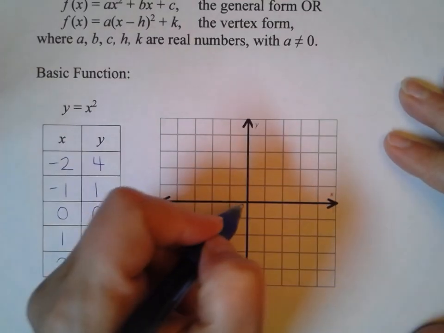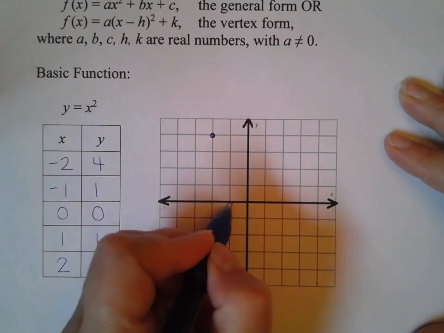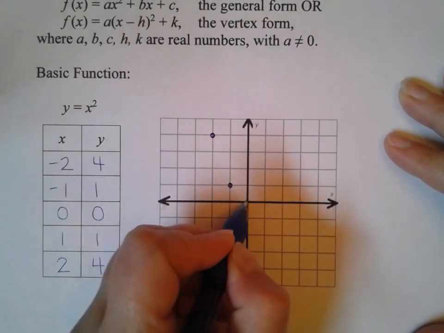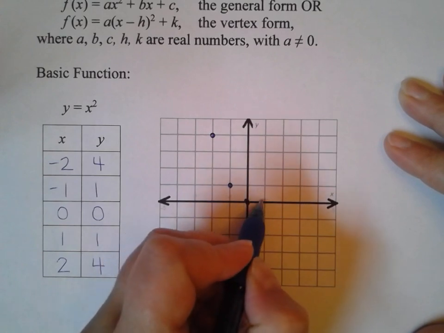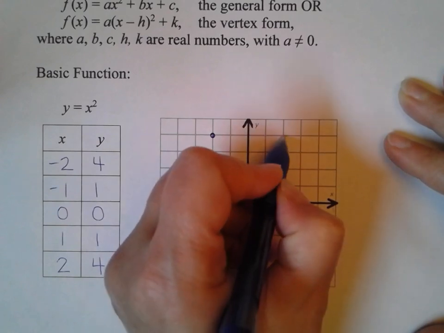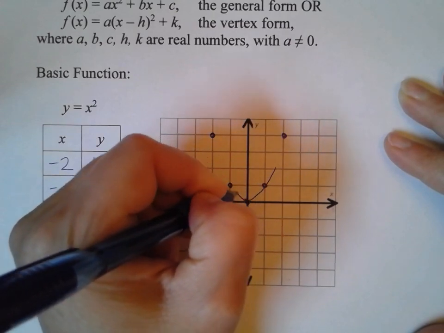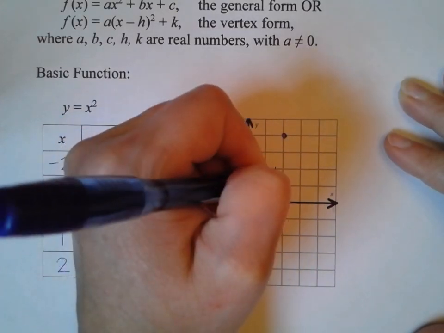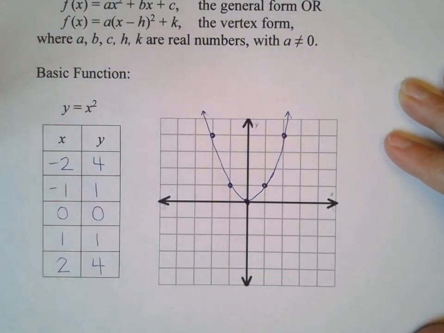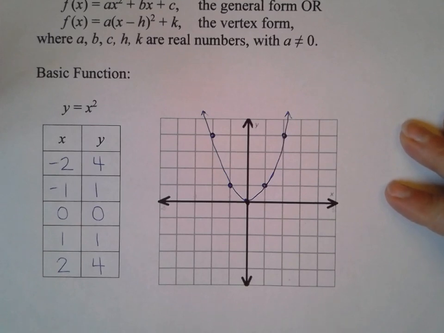And if I graph those points, -2, 4, -1, 1, 0, 0, 1, 1, 2, 4. I'm going to see that bowl, that parabola shape. So it looks like a bowl. Okay, so any quadratic function may not be the basic one, but it's going to have a shape that is a parabola.